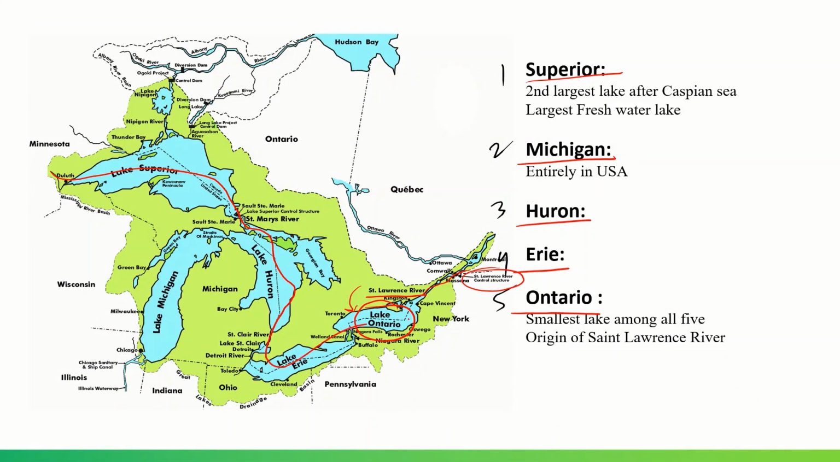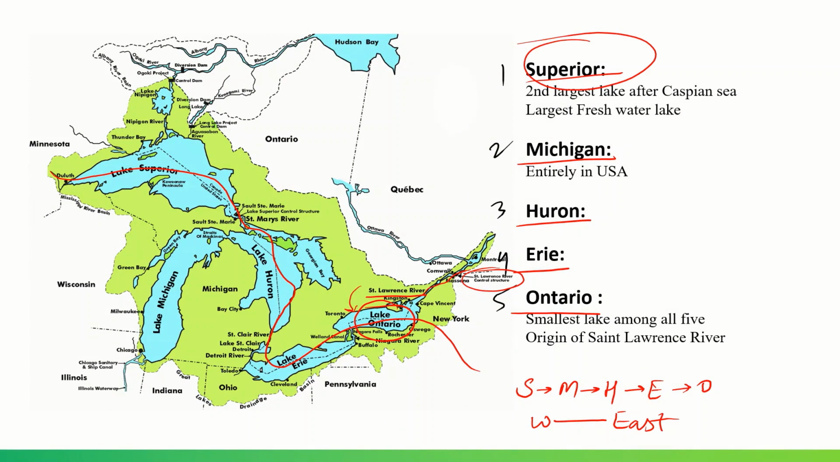Okay. The question may be asked in the form of arranging these lakes from west to east. That means from the left hand side of the map to the right hand side of the map. And the correct order is, first of all, Lake Superior, then Michigan, then Huron, Erie, and the last one is Ontario.